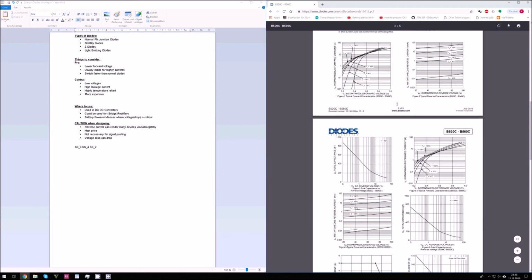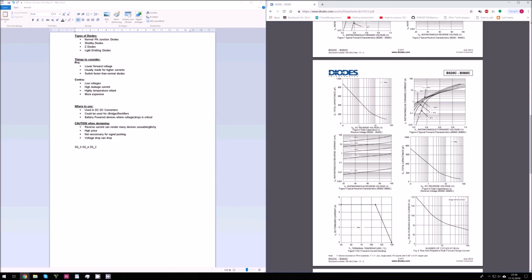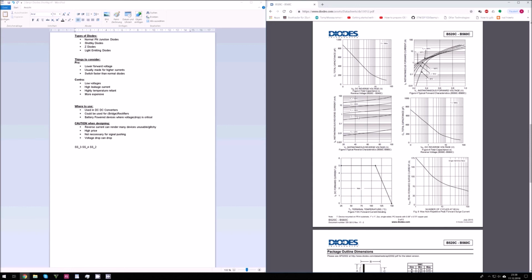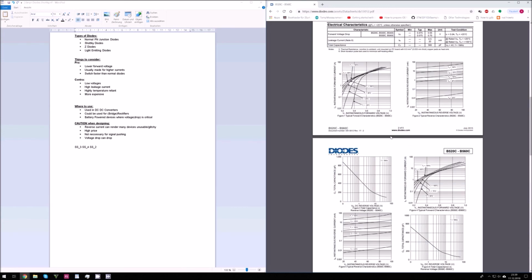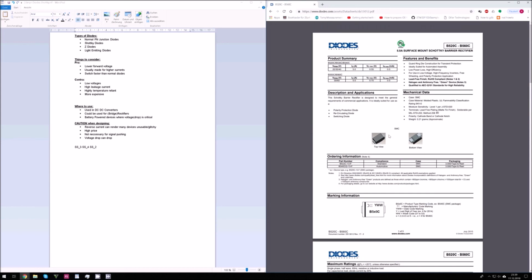Right here we see more graphs which show certain relations of factors, and right here we can see that if we heat up the junction to around 150 degrees Celsius, we have a very high reverse current, achieving almost 100 milliamps if we increase the reverse voltage, if we increase the voltage across the diode. So many things to take into account, and especially with Schottky diodes, please make sure that the temperature is right, that the reverse current is not as high, and that you don't push too much current through the diode.